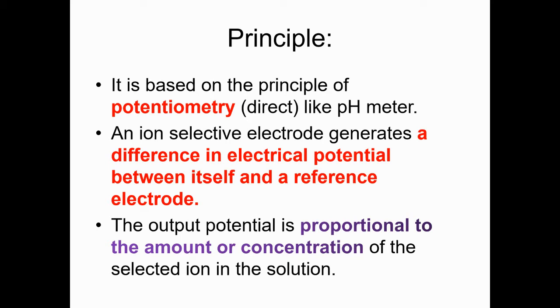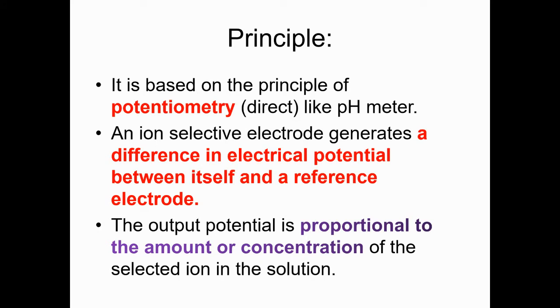It basically works on the principle of potentiometry. Potentiometry is a direct method, like a pH meter. If you want to see the pH of a particular solution directly, you put it into the machine, and it is directly observed by the probe, which then gives the result. So potentiometry is the principle behind this.